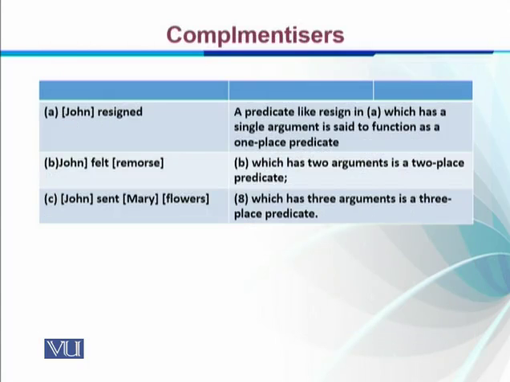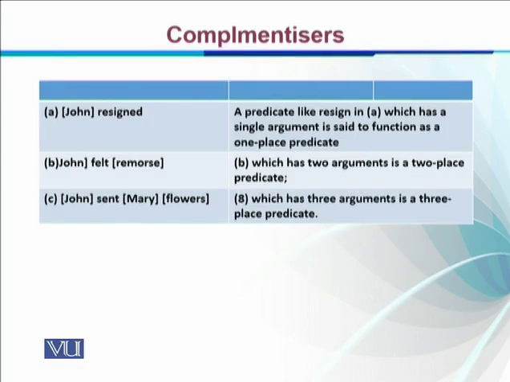Let's now look at another sentence. A predicate may have one or more than one argument, which are the entities we just described. Entities mean arguments. So in this sentence, John resigned, we have one predicate and one argument. So it is a one place predicate. John felt remorse. It has two arguments. So it is a two place predicate. John sent Mary flowers. It has three arguments. So it is a three place predicate.